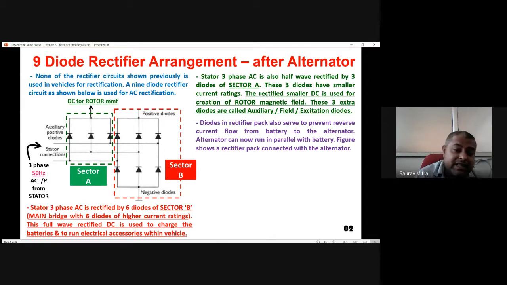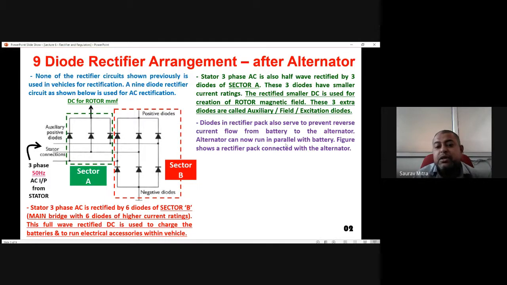If that current comes from the battery toward the alternator, that will actually damage the alternator. So these 6 diodes are also acting as blocking diodes. This is mentioned here: diodes in the rectifier pack also serve to prevent the reverse current flow from the battery to the alternator. So the battery is connected here. From this point towards the bottom, no current flow should be there.